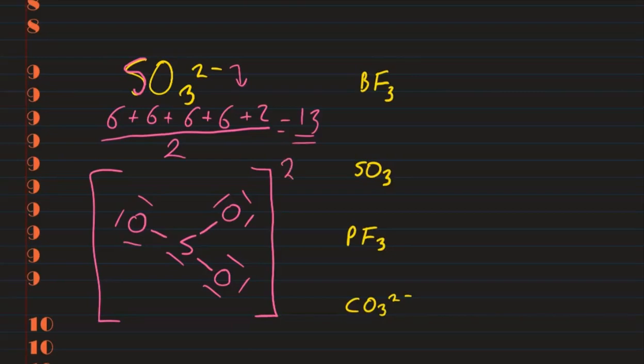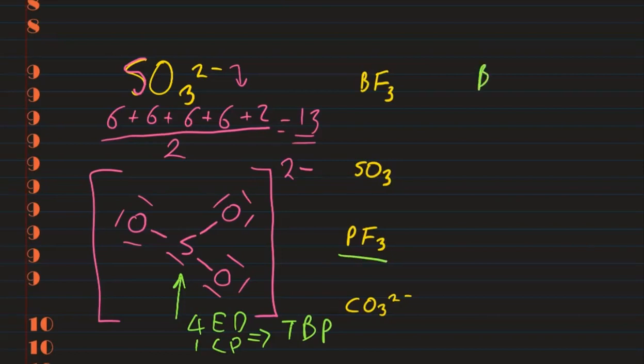Stable octet. All right, so looking at the central atom here, it has 4 electron domains and 1 lone pair, which means it has to be a trigonal-based pyramid. So it's that one. Let me just rush through the drawings of the other ones.